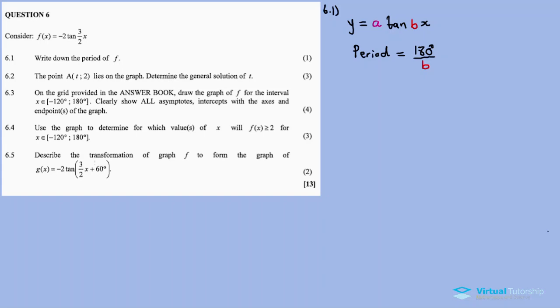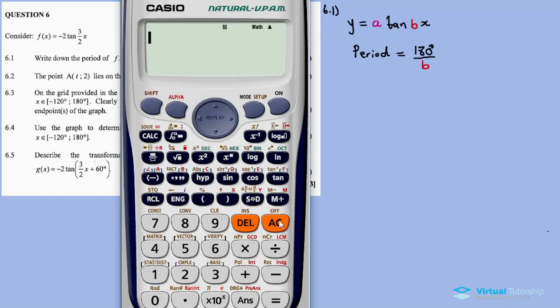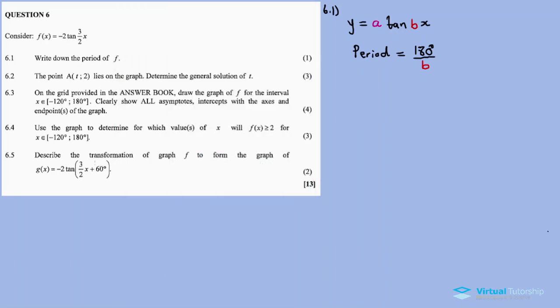Since we have a value as a coefficient of x, b, to find the period it's 180 divided by b. So our value is 180 divided by 3 over 2. So the period is what? It is 120. This divided by that is 120 degrees.